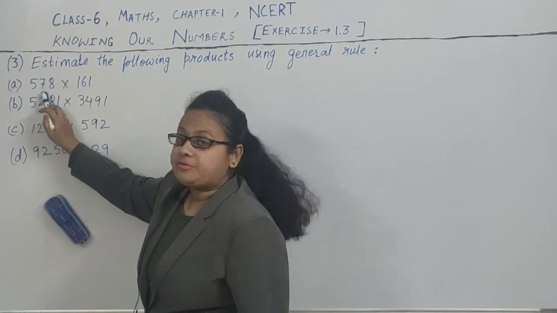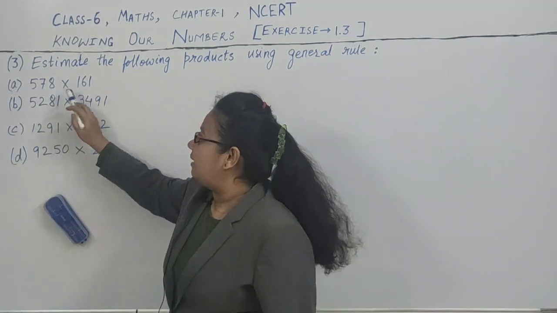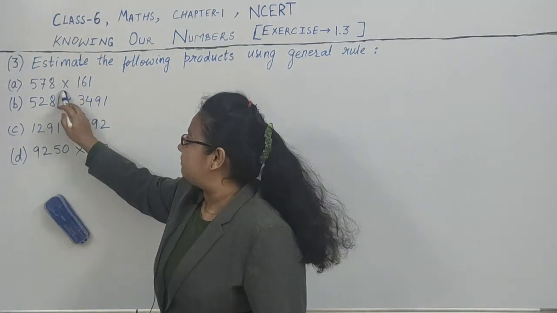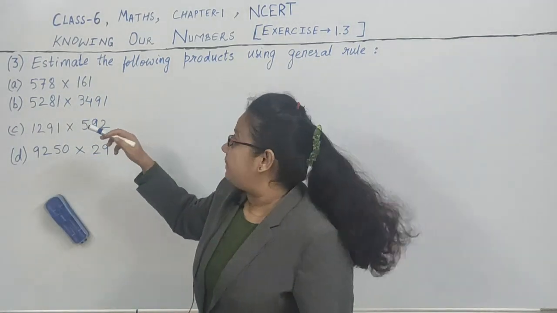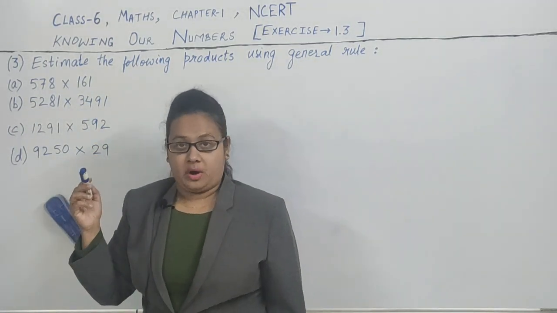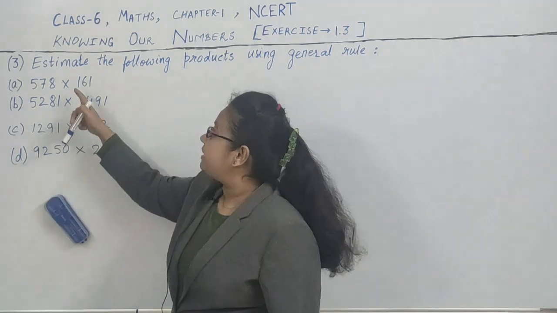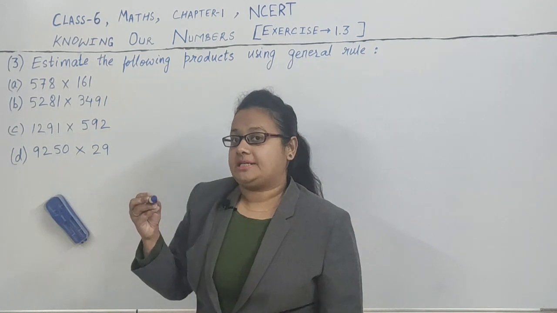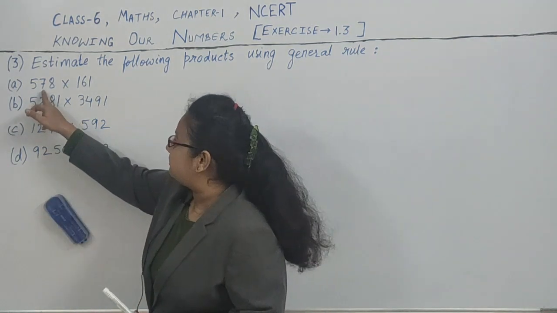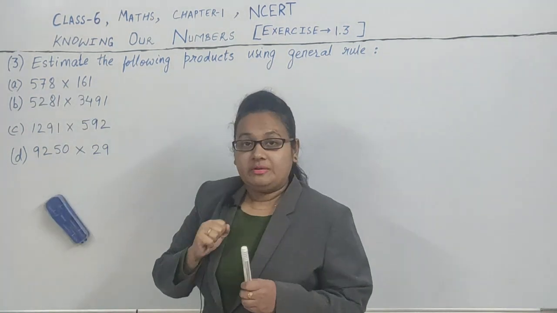See, we don't have to actually multiply the numbers. This multiplication sign is there, so we have to find the product, but we don't have to find the actual product of these two numbers. We have to estimate the product, which means we have to roughly get an idea of what the result will be if we multiply these two numbers.